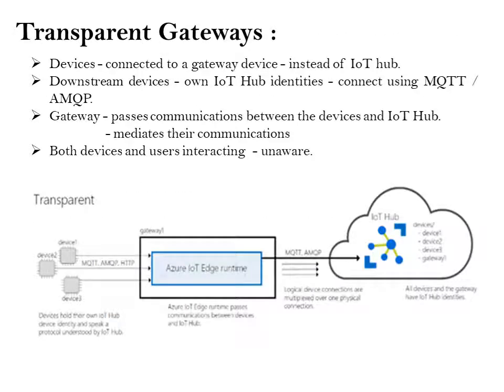In transparent gateway pattern, devices are connected to a gateway device instead of IoT hub. Here, the downstream devices have their own IoT hub identities and get connected using either MQTT or AMQP protocols. The gateway simply passes communication between the devices and the IoT hub. Both the devices and the users interacting with them through the IoT hub do not know that a gateway between them is mediating their communication. This lack of awareness reveals that the gateway is transparent.